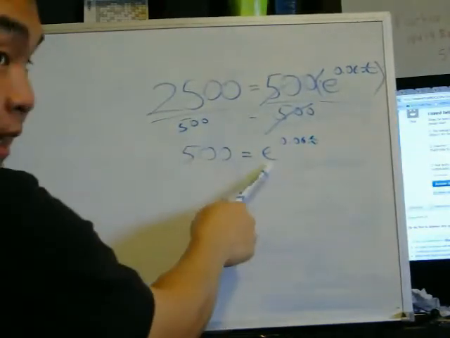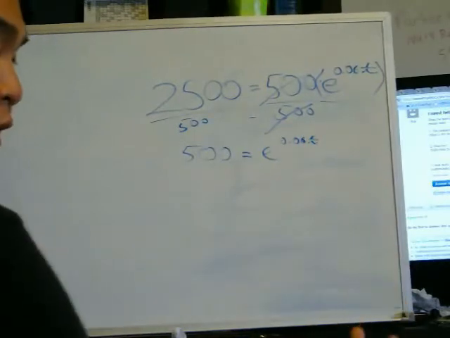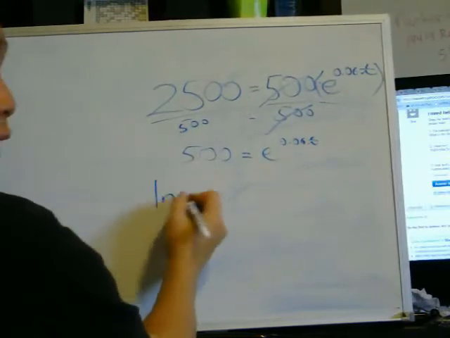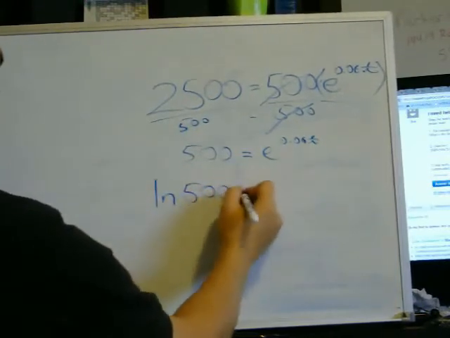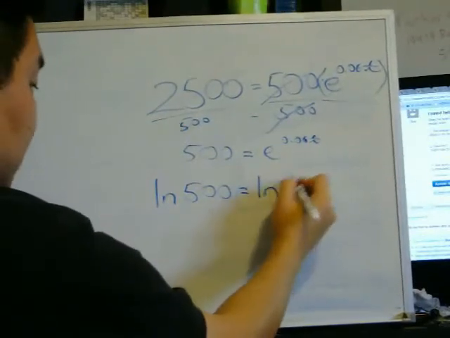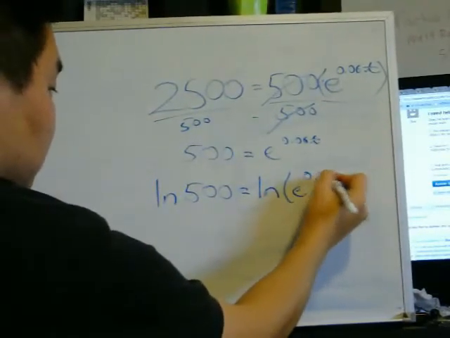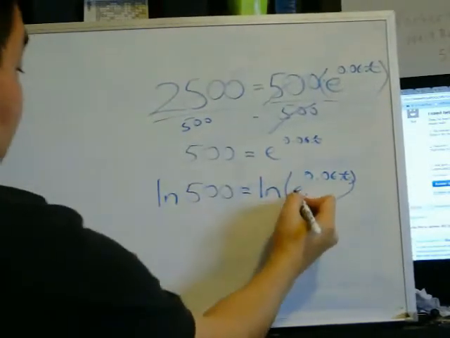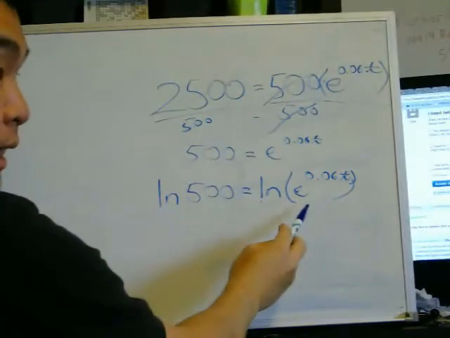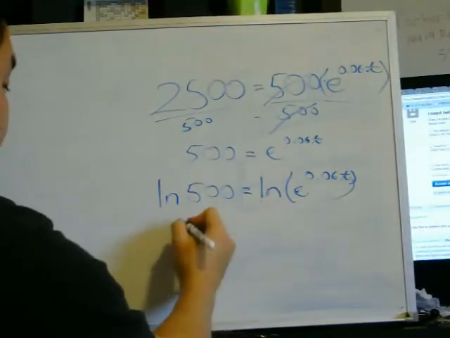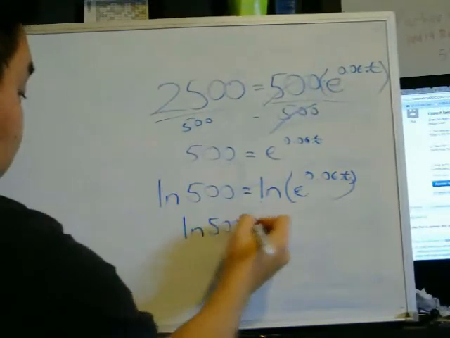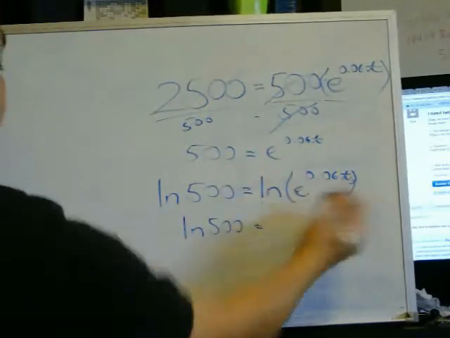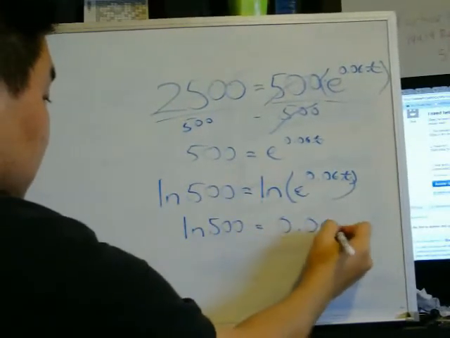To get rid of this e now, you have to take the natural log of each of them, which means take the ln of 5 on this side and take the ln of this side, e to the 0.06 t. Now what this does is cancel the ln and e altogether. So you're going to have ln 5 still on this side, but the ln and e are going to kill each other, so you're going to have 0.06 t.